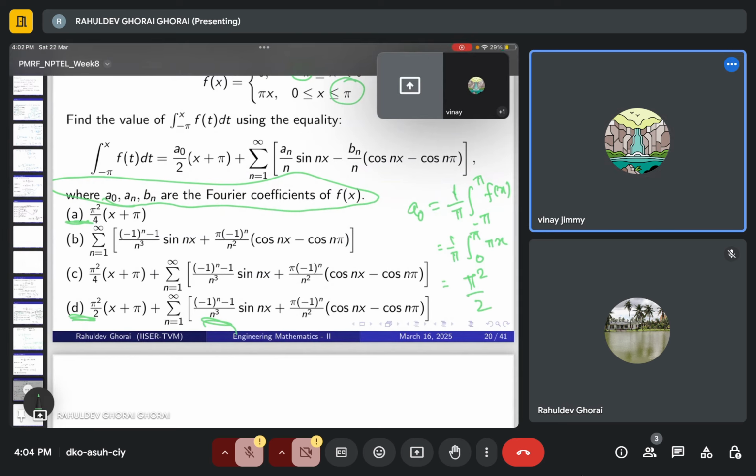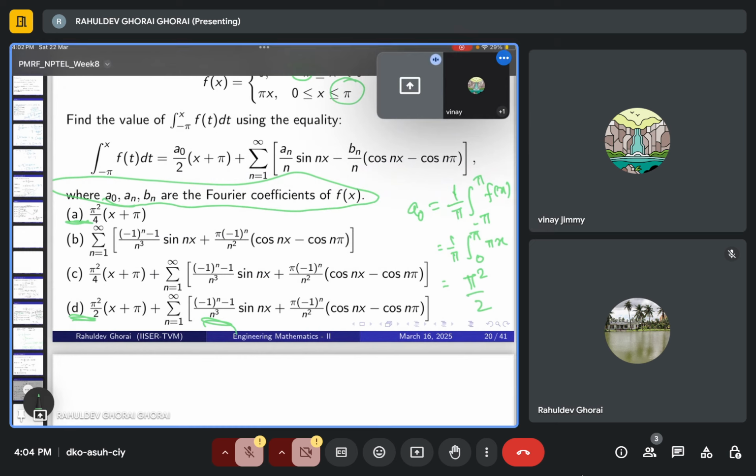Yes. So pi square by 2 means it can be A or it can be C, not D. D and B are not correct, but it can be A or it can be C. But which one is correct? For that you need to know N. What is N? Did you get it correctly, or have you made a mistake again? The mistake is that you have to take the interval minus pi to pi.